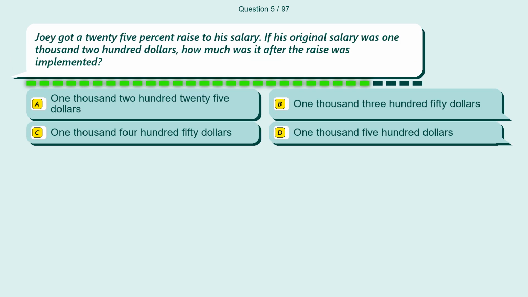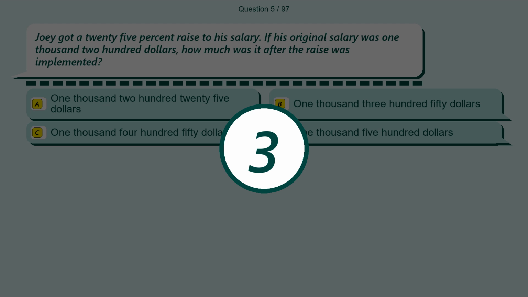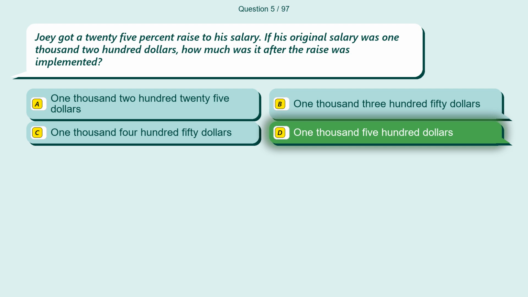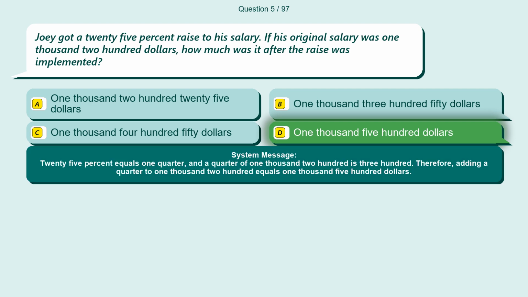Question 5. Joey got a 25% raise to his salary. If his original salary was $1,200, how much was it after the raise was implemented? Option A, $1,225. Option B, $1,350. Option C, $1,450. Option D, $1,500. The correct answer is option D, $1,500. 25% equals 1/4, and 1/4 of 1,200 is 300. Therefore, adding 1/4 to 1,200 equals $1,500.